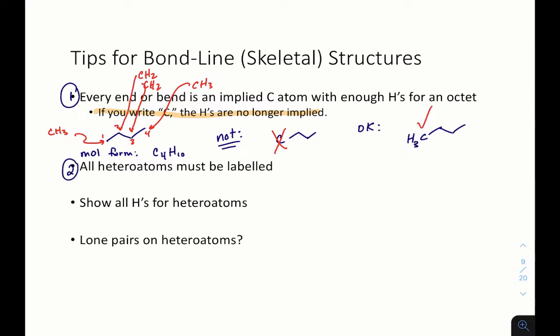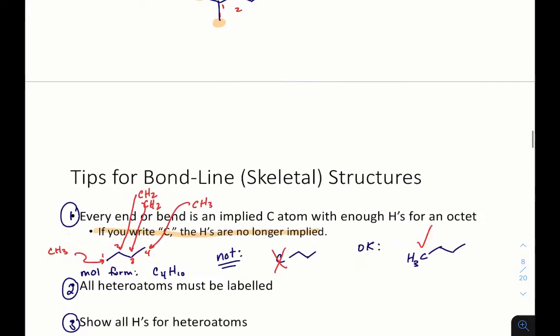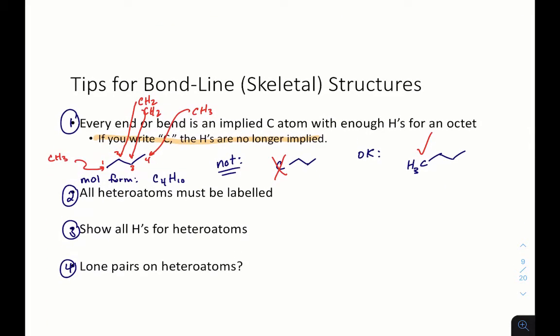Tip number 2, all heteroatoms must be labeled. So here on the previous slide, I labeled the oxygen. Heteroatoms mean non-carbon, non-hydrogen atoms. So for example, oxygen, nitrogen, chlorine, etc. Anything that's not carbon and not hydrogen, it must be labeled.